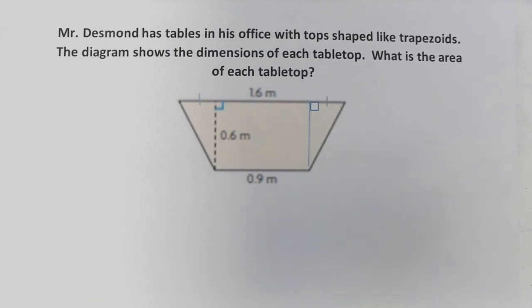This problem says, Mr. Desmond has tables in his office with tops shaped like trapezoids. The diagram shows the dimensions of each tabletop. What is the area of each tabletop? So look carefully at Mr. Desmond's tabletop. How can we decompose the tabletop into triangles and other shapes? You're right, we can decompose into 2 triangles and a rectangle. So take a moment to decompose and I'll wait for you.